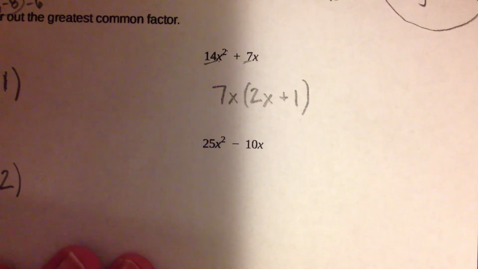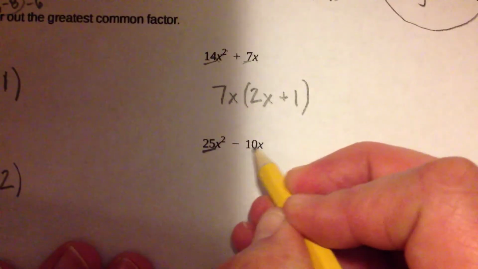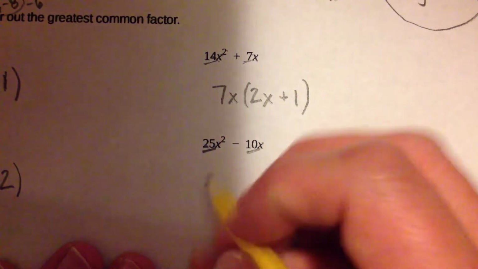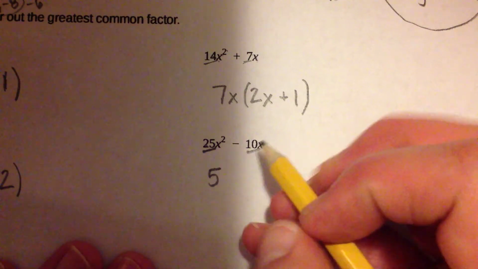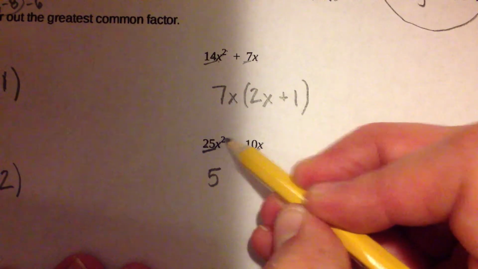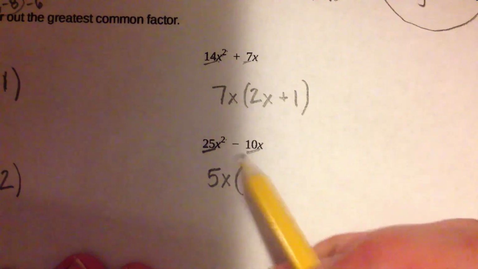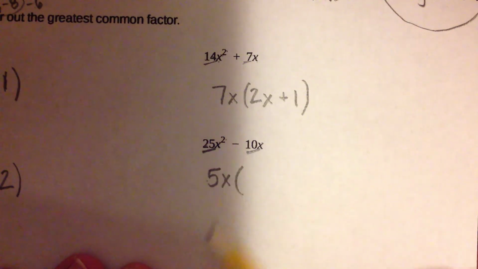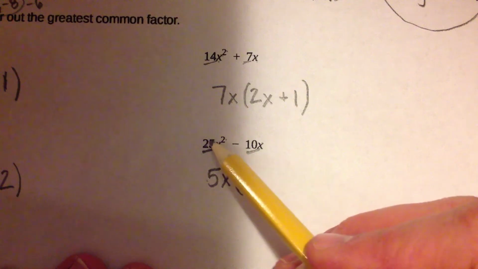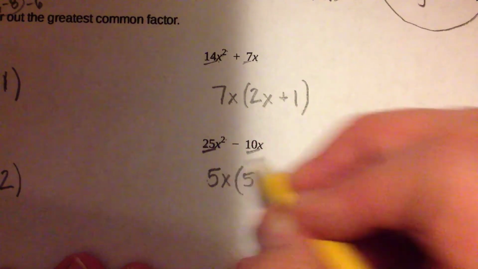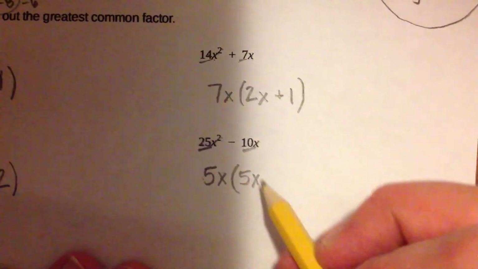If I have 25x squared minus 10x, and I want to factor out my greatest common factor between 25 and 10, I know that both 25 and 10 divide by 5, so I'm going to take out a 5. If this is an x squared and this is an x, I can take 1x out of both. Then I just divide each of these by my term that I'm pulling out. So 25 divided by 5 is 5. I had x squared and I divided out x. I have 1x left inside.